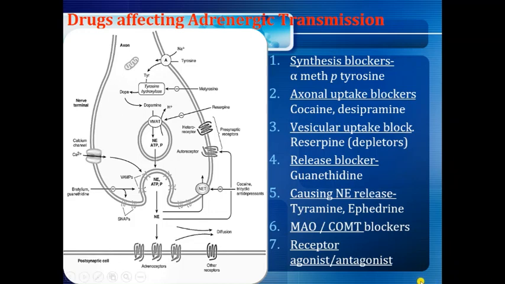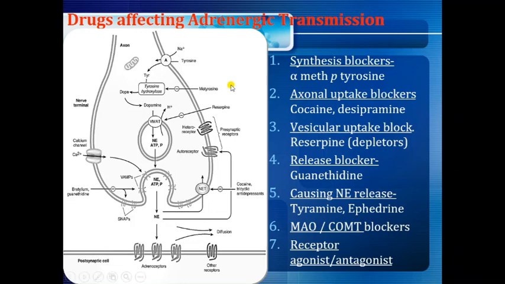And lastly, but not the least, and the most useful therapeutic agents are receptor agonists and antagonists. These are the receptors, and drugs either stimulating or inhibiting the receptors are most commonly used in therapeutics. So this is the nutshell of the listing of all the drugs which act on the adrenergic neurotransmitter.